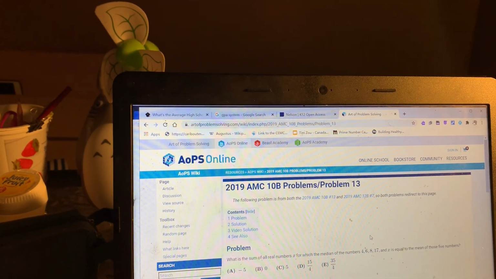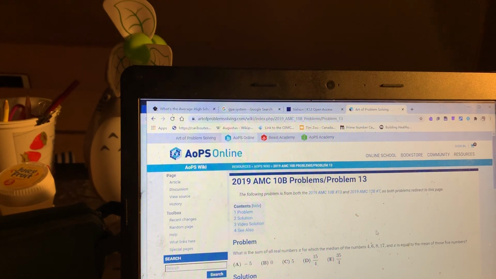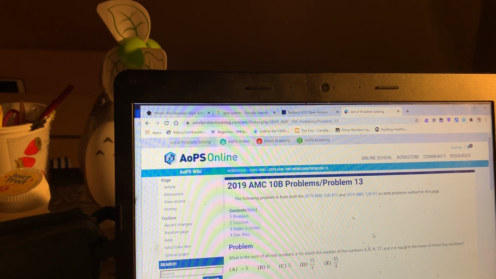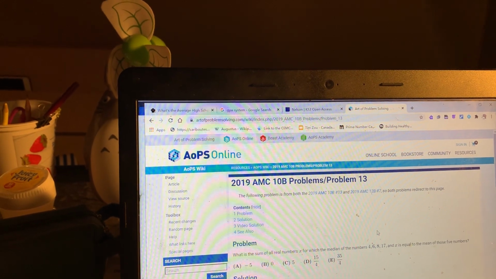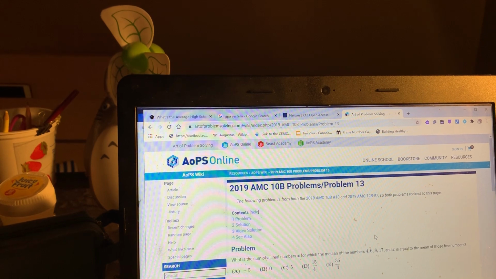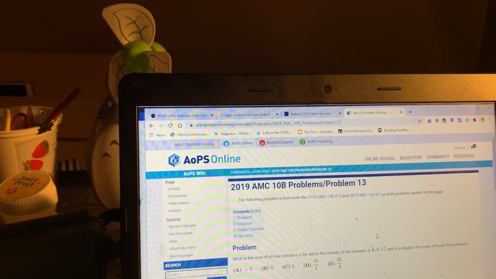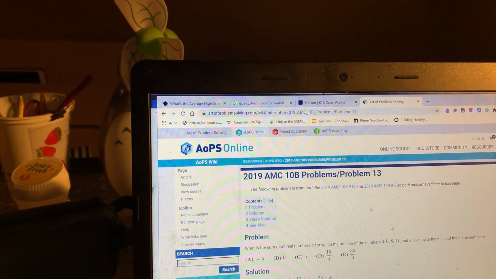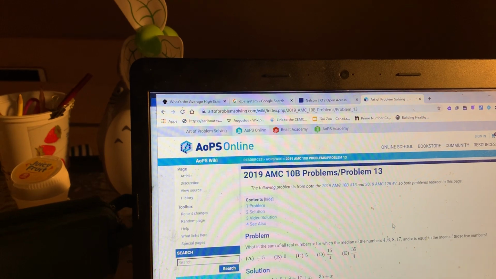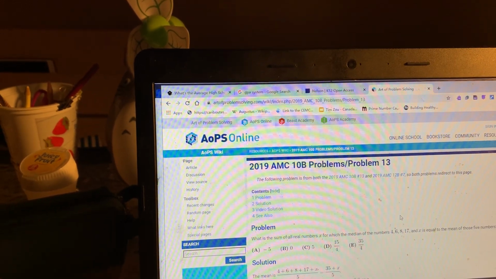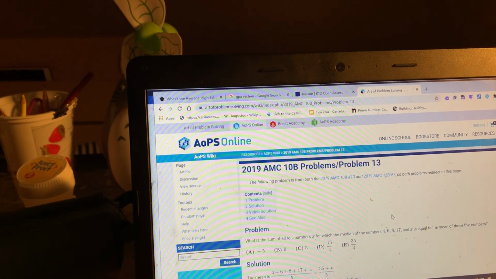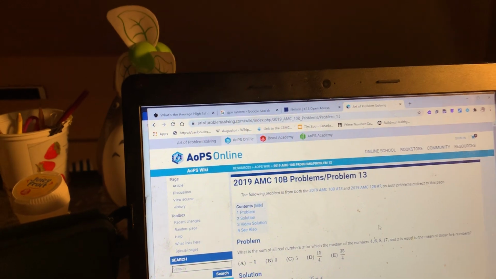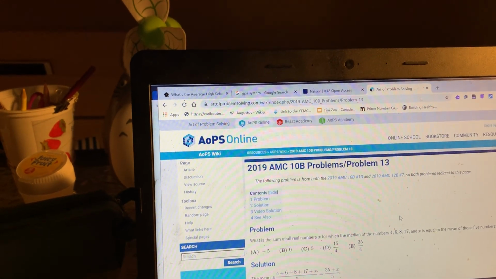Consider if 8 is the median. If 8 is the median, right? So which means x is... yes, if 8 is the median, the left side does not change. So this means 4 plus 8 plus 17 plus x divided by 5 is equal to 8, which in this case x is equal to 5.